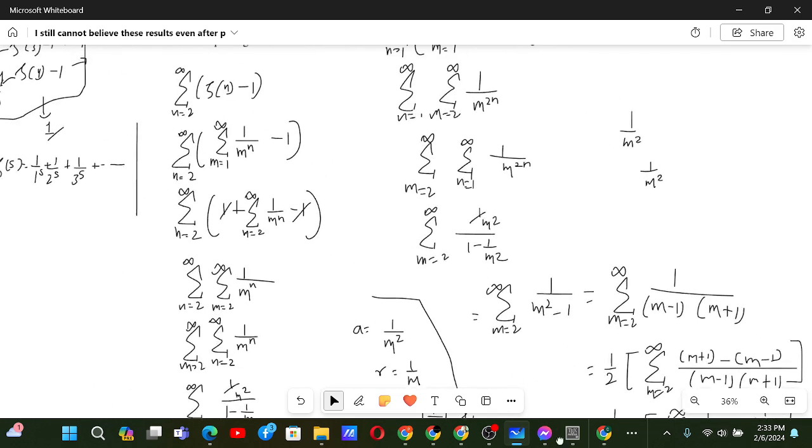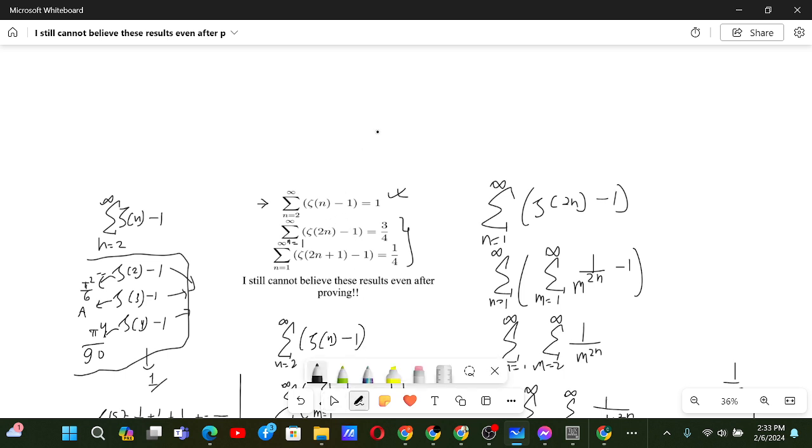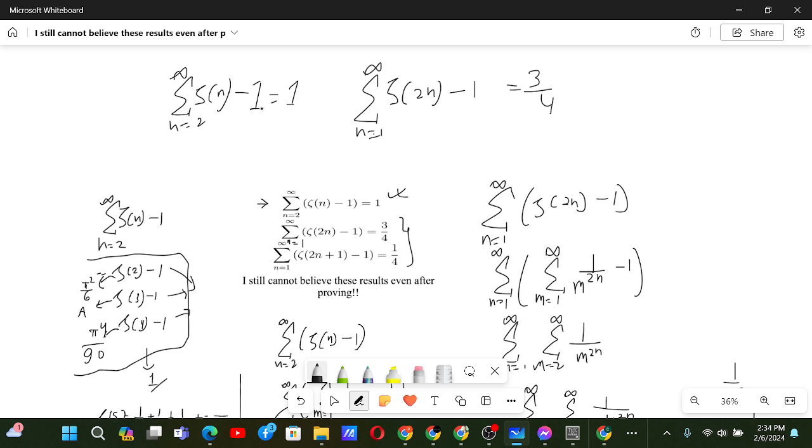Okay, so basically now it's obvious that over here we have the sum of 2n minus 1, going from n equals 1 to infinity, and this is 3 by 4. And from n equals 2 to infinity, the total is just 1. Now this includes all the terms from n equals 2, 3, 4, 5, 6, 7, 8, 9, 10, all. But this includes 2, 4, 6, 8, 10, 12, only those terms.